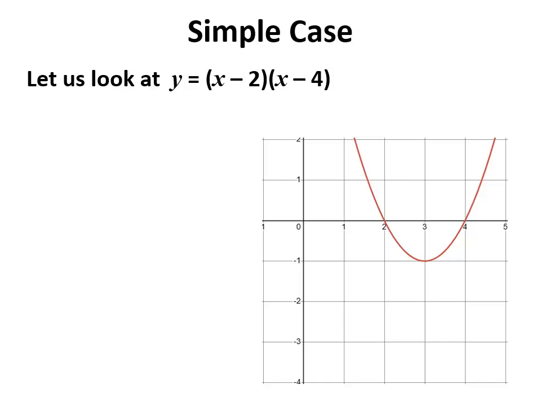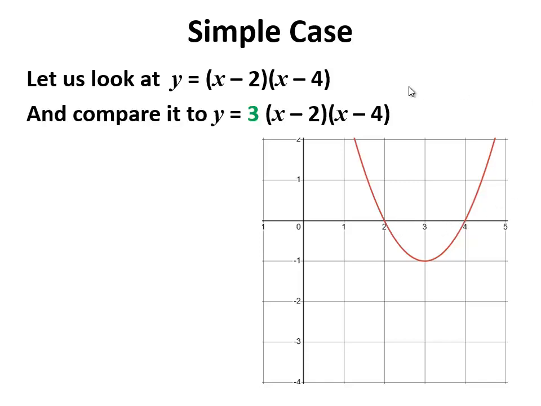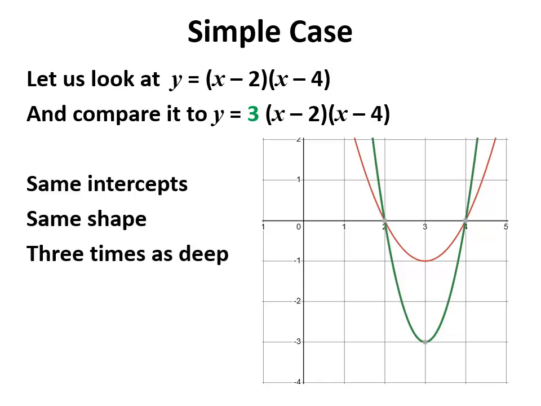Here's a simple case, x minus 2, x minus 4, so the intercepts are at 2 and 4. If we stick a multiplier in front, in this case a 3 in front of the whole of the formula, then this is our new graph. And we can see that where it used to go down 1 to the turning point, it now goes down 3 times as far. It's effectively 3 times as steep. It has the same intercepts, the same basic shape, but it's 3 times as deep.